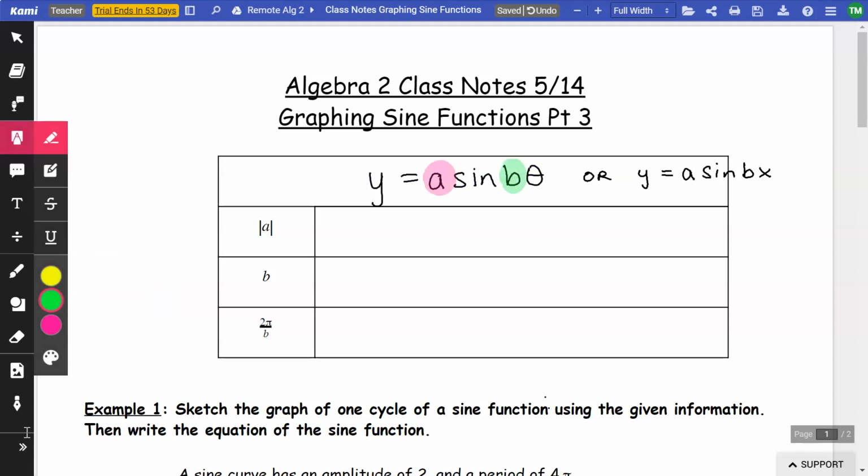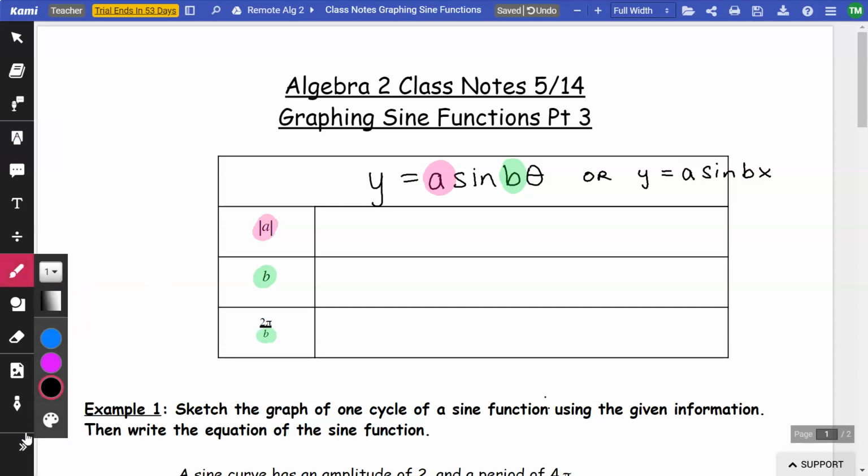So what's being multiplied by the sine of theta, and then what's being multiplied directly by theta in the sine function. So b and a are going to tell us some handy things about the sine function. So the absolute value of a is the amplitude of the sine curve. So whatever a is tells you exactly what the amplitude is.